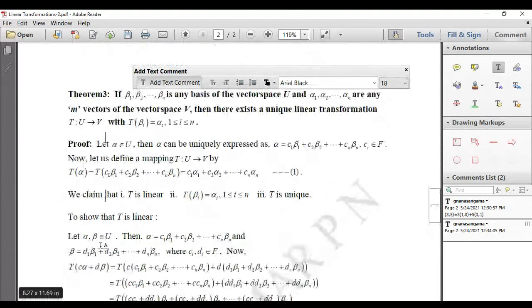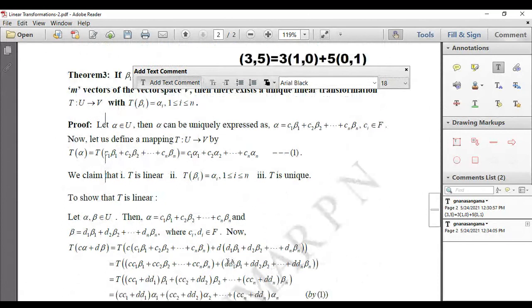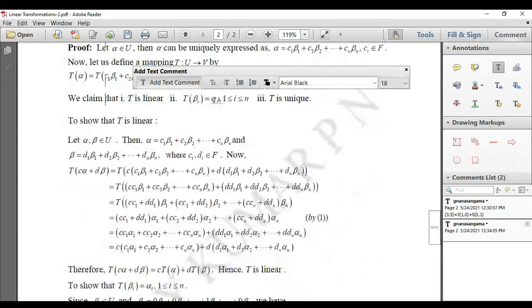Next, we have to show that T of beta i is equal to alpha i. So we have to show that the image of every basis vector is equal to alpha i. In fact, these are also basis elements of V. Okay, that we are going to study in future. All right, so the image of every basis vector will be equal to some vector in the codomain. All right, let's prove that one.